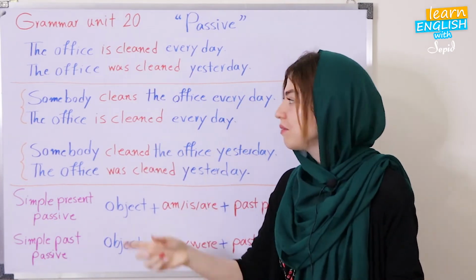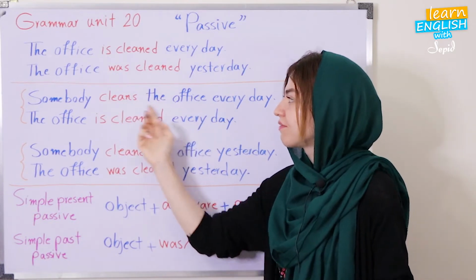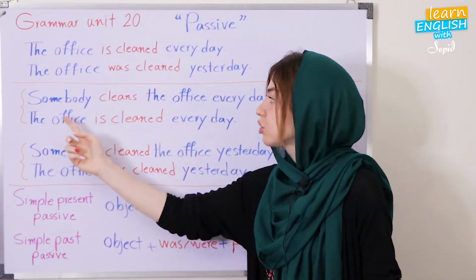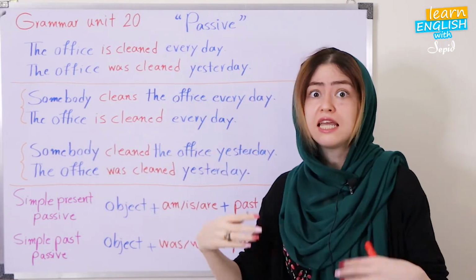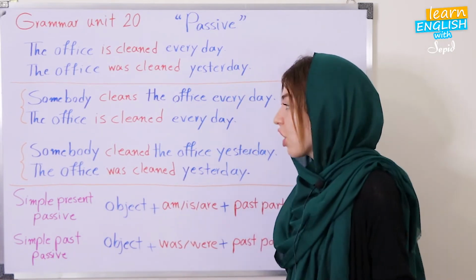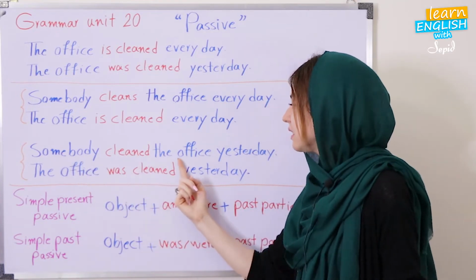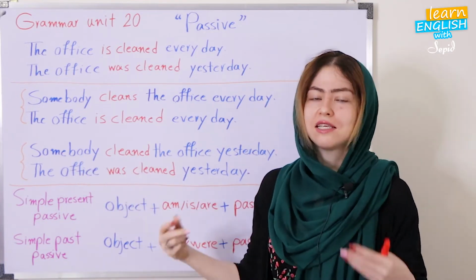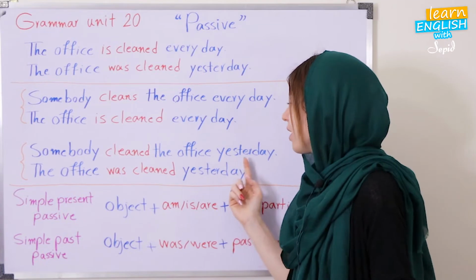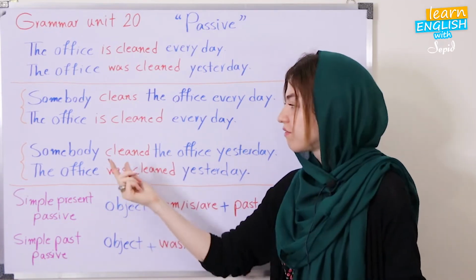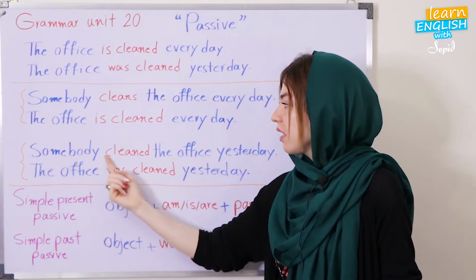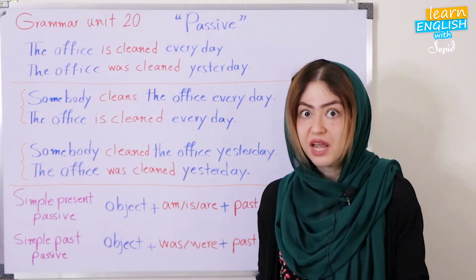It contains the same meaning as the first sentence. So somebody cleans the office every day. The office is cleaned every day. Let's go. Somebody cleaned the office yesterday. Simple past tense. So here yesterday and here cleaned, the past form of the verb clean. So somebody cleaned the office yesterday.